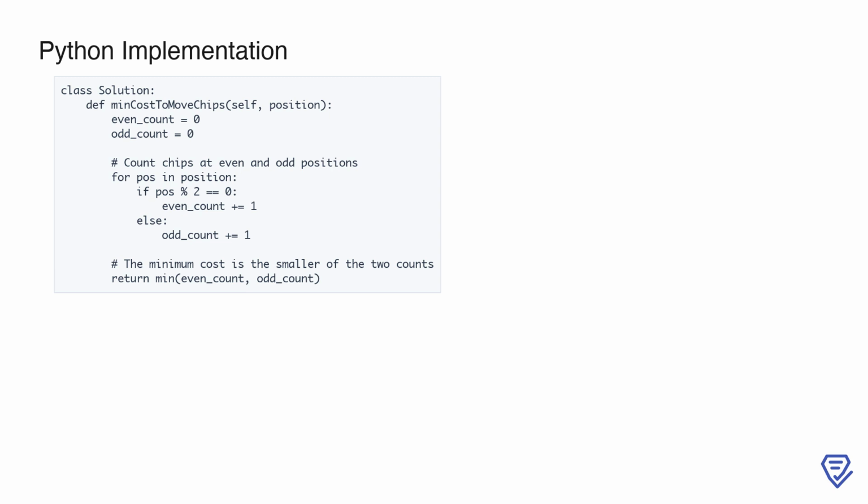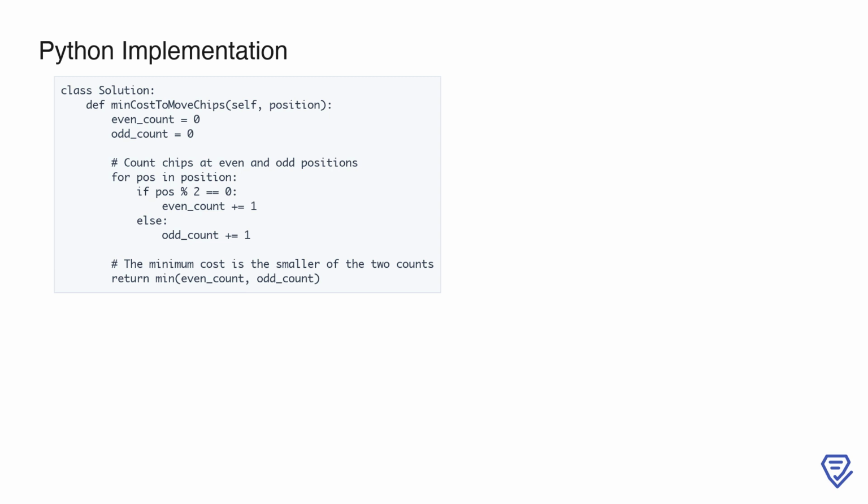Finally, the solution observes that the cost to move all chips to an even position is equal to odd_count, since each chip at an odd position incurs a cost of 1 to move to an even position, and the cost to move all chips to an odd position is equal to even_count. Therefore, the minimum cost is the smaller of the two values, which is returned by the function.